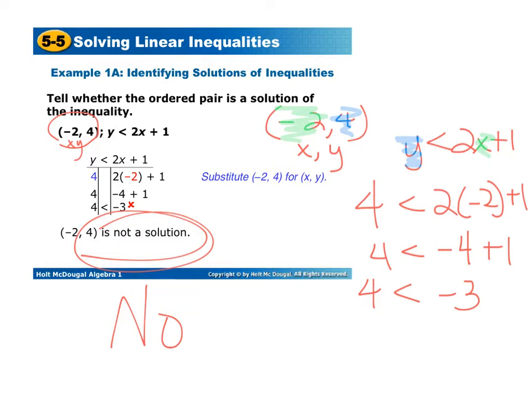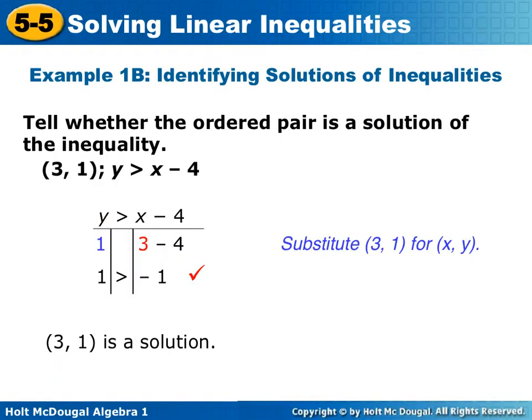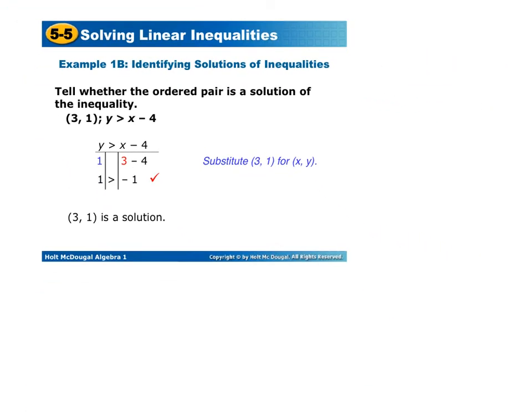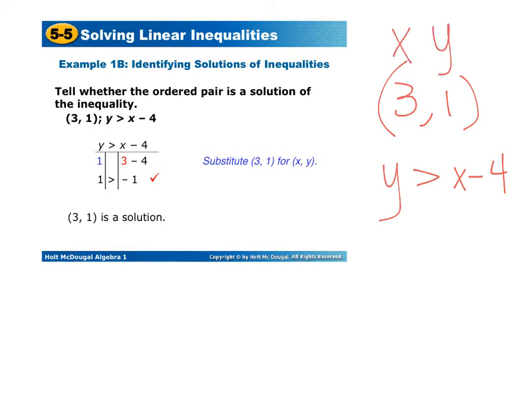We're not shading yet. All we're doing is testing it. We haven't gotten to the shading yet. Let's try another one. Wait, was that shading? So this was just, only difference is it's an inequality. So here's another one, (3, 1). y is greater than x - 4. Remember, the 3 is x, the 1 is y.